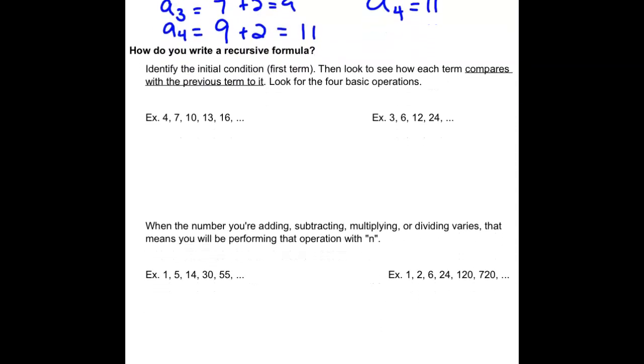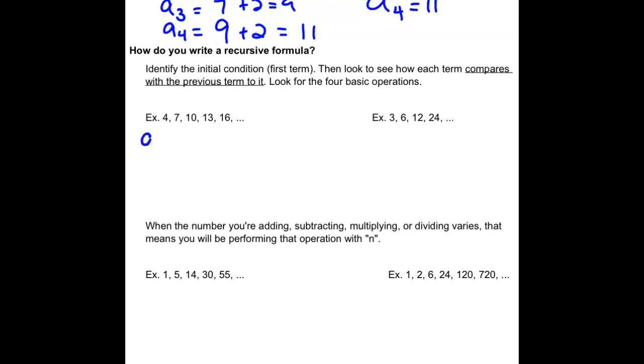So how do we come up with a recursive formula? The first thing to do is to identify that initial condition. What is the first term? It's going to be given to you. Then we look to see how each term compares to the previous term. And again, we're going to focus just on the 4 basic operations right now, adding, subtracting, multiplying, and dividing.